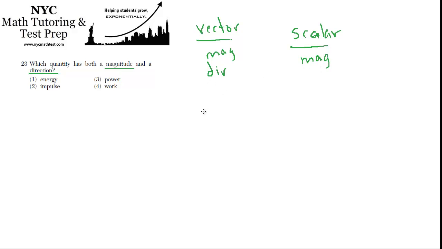So, for example, a velocity would be an example of a vector. It has magnitude and direction, whereas speed only has a magnitude, it doesn't have a direction like velocity. So, vector, scalar. That's just a little reminder there.